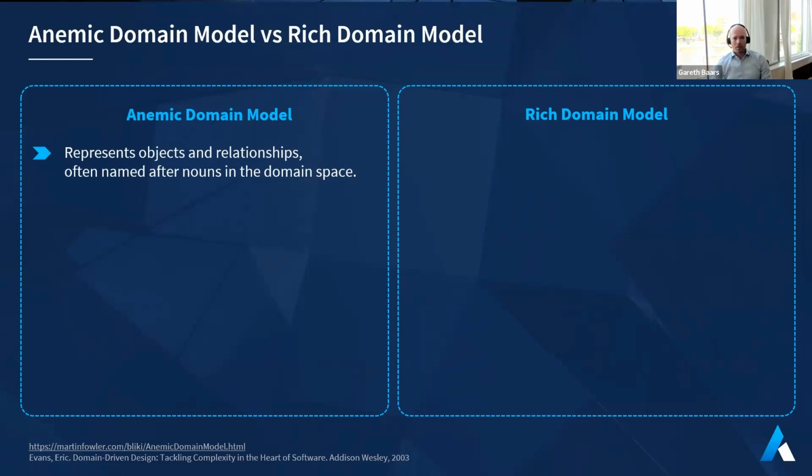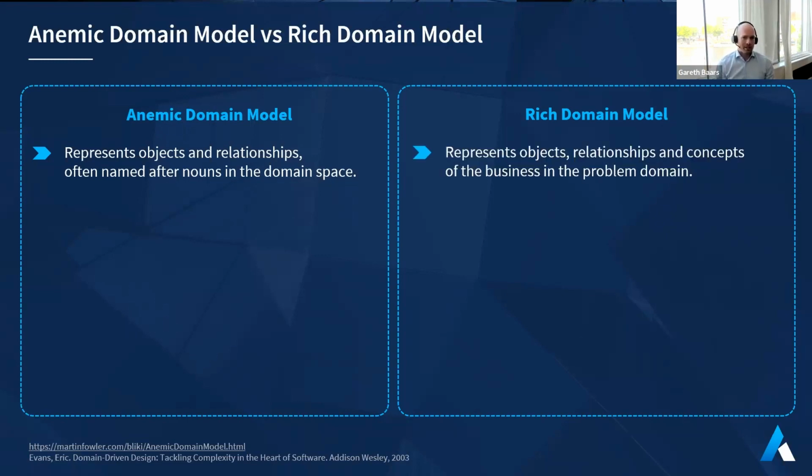So the anemic domain model is something that was actually coined by Martin Fowler. And really, I think that the travesty of the anemic domain model is that it can look on the surface like a rich domain model. So you'll see that an anemic domain model will represent objects and relationships, and these are oftentimes named after the nouns in the domain space. So it'll be like orders and products and so on and so forth. And so it looks like a rich domain model.